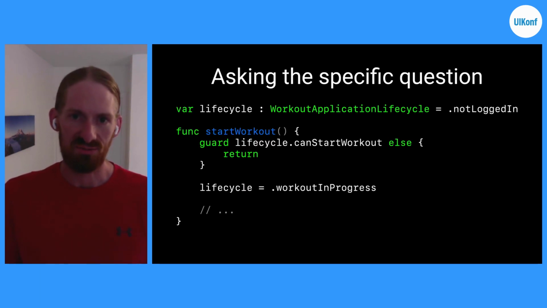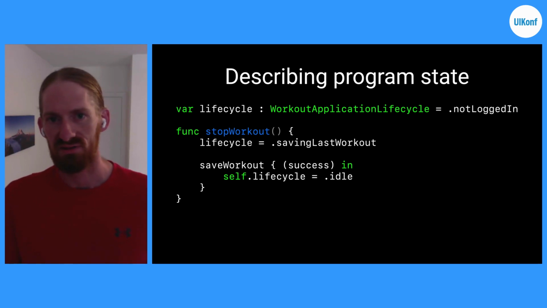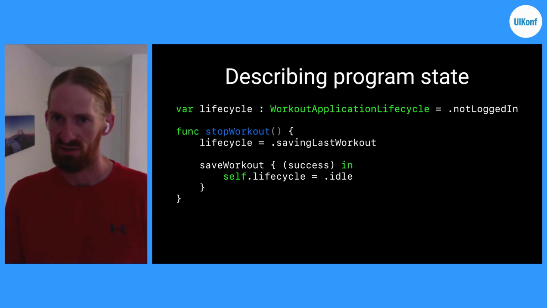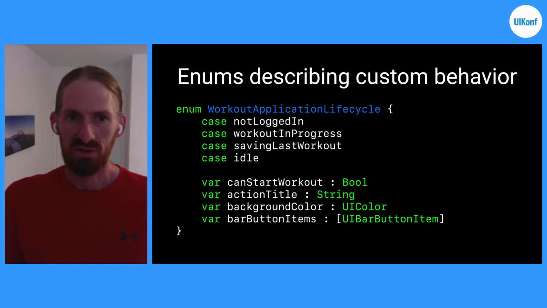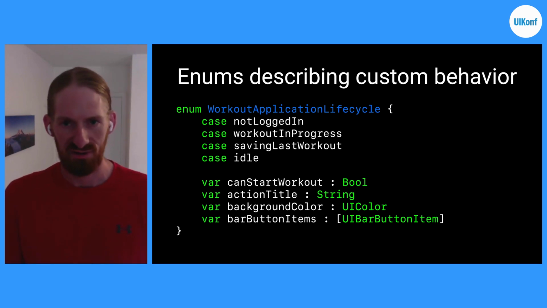To complete our example, here's what using our new can start workout extension looks like in the guard statement. Our stop workout method also sets our lifecycle correctly to indicate when the app is saving a workout and when the app is back to being idle. We can keep extending our enum to describe more behaviors. We can ask the state for answers to questions like what the title of an action button is, or what the background color should be.